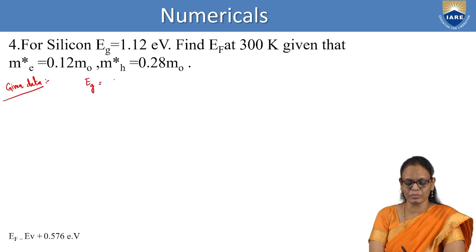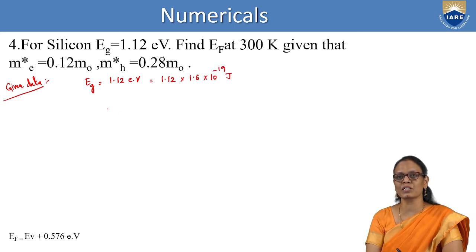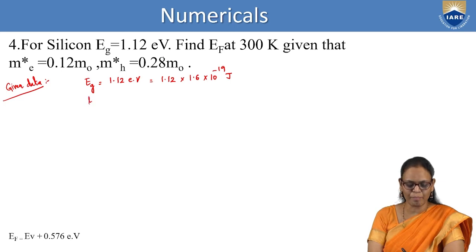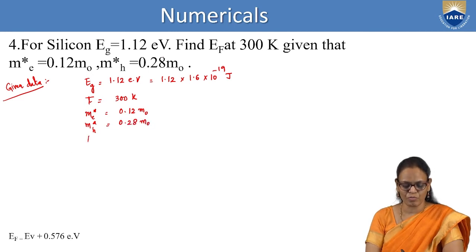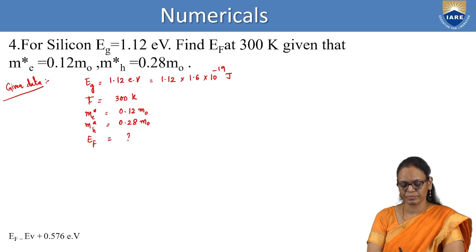Eg is equal to 1.12 electron volt. So this will be 1.12 into 1.6 into 10 to the power of minus 19 joules. This is the value of Eg. Temperature is equal to 300 Kelvin. Me star is equal to 0.12 M naught, and mH star is equal to 0.28 M naught. Find EF.